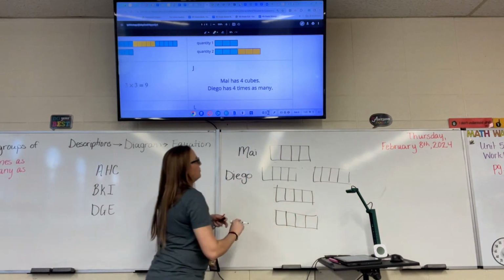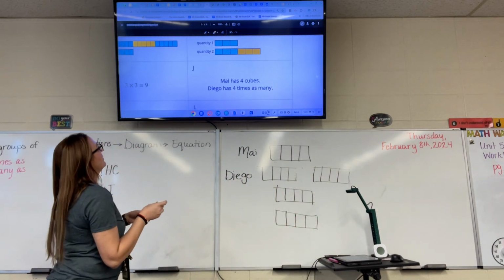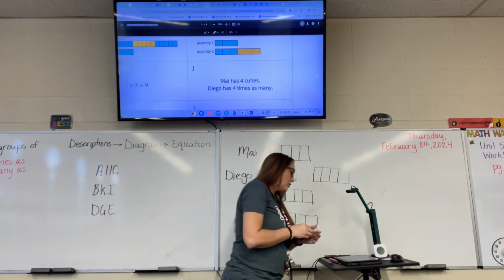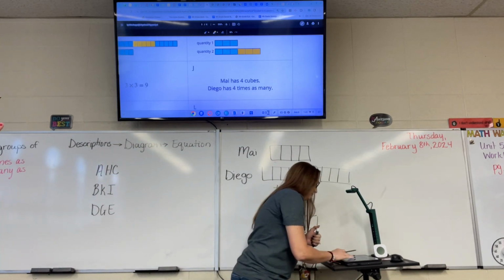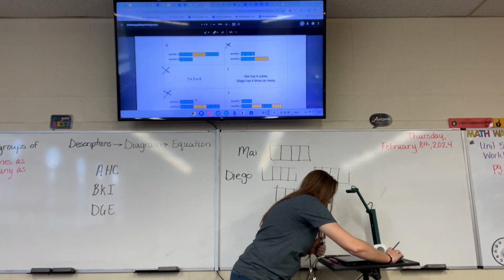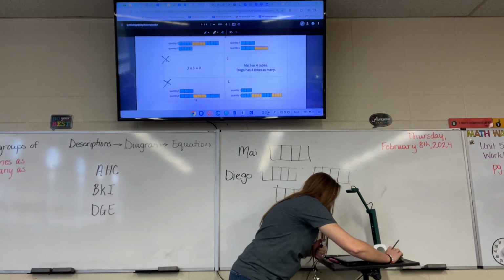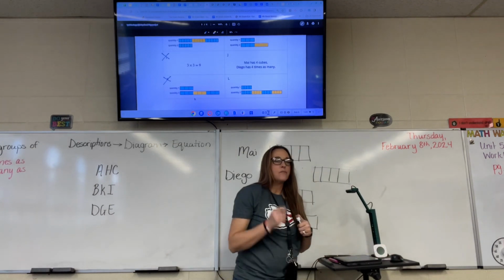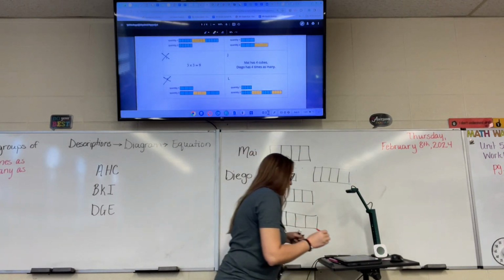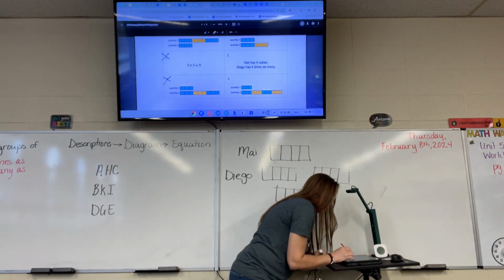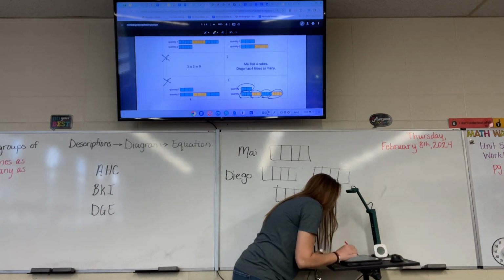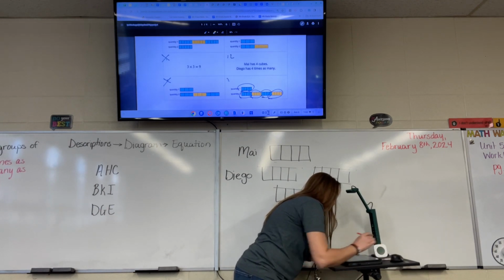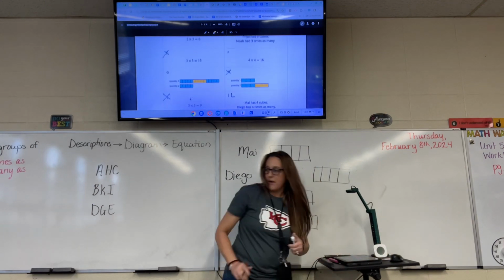Okay, so which diagram goes with J? Mason? Diagram. L, that's correct. Good work. Because you've got 4 and then 1, 2, 3, 4 groups of 4. So L goes with J, and what equation goes with J?